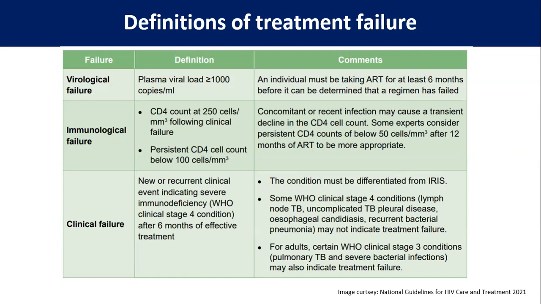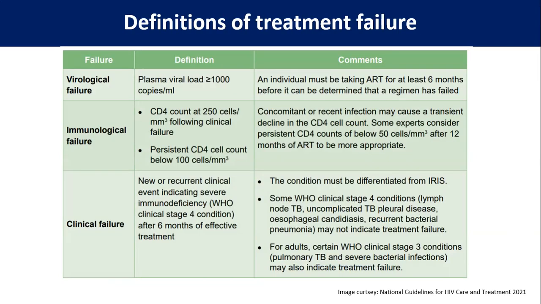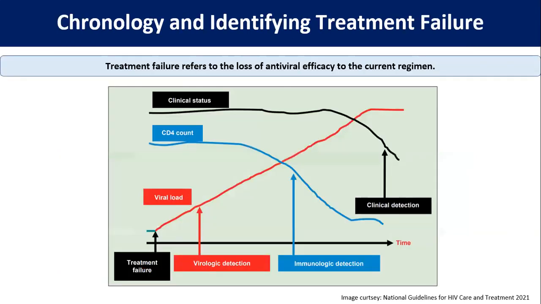Here we need to remember that these clinical conditions need to be differentiated from IRIS, and there are certain WHO stage 4 conditions like lymph node TB, uncomplicated pleural TB, esophageal candidiasis, recurrent bacterial pneumonia that may not indicate treatment failure, while certain WHO clinical stage 3 conditions like pulmonary TB, severe bacterial infections may indicate treatment failure.